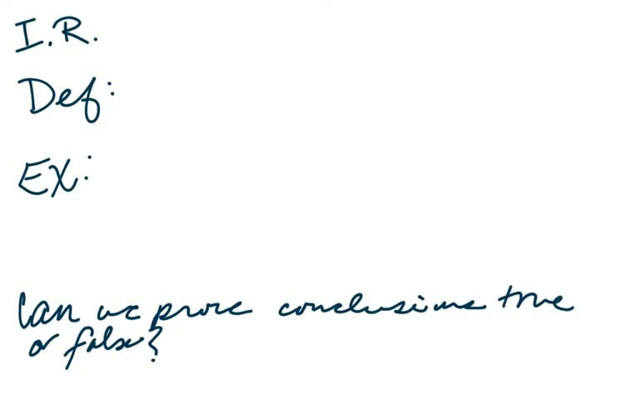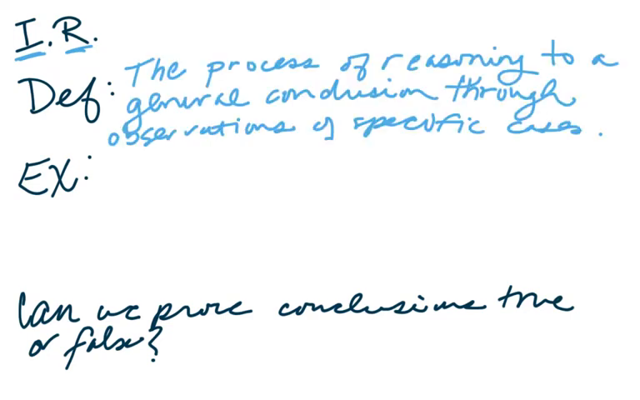We're going to take a look at inductive reasoning, which I have abbreviated IR. Inductive reasoning is the process of reasoning to a general conclusion through observations of specific cases. So we're taking specific cases and making a generalization. We're looking almost for patterns. If I find a certain pattern, I can make a generalization based on that pattern.